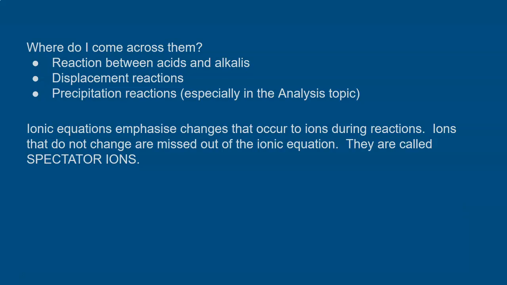Now ionic equations are used to emphasize a change, and this is particularly the case if you do redox chemistry later on. Ions that don't change don't appear in the ionic equation. They've got a special name, they're called spectator ions. Typically, they will be aqueous ions at the start of the reaction and they'll finish up as aqueous ions. What we need to particularly watch out for in the precipitation reaction is aqueous ions becoming solids.